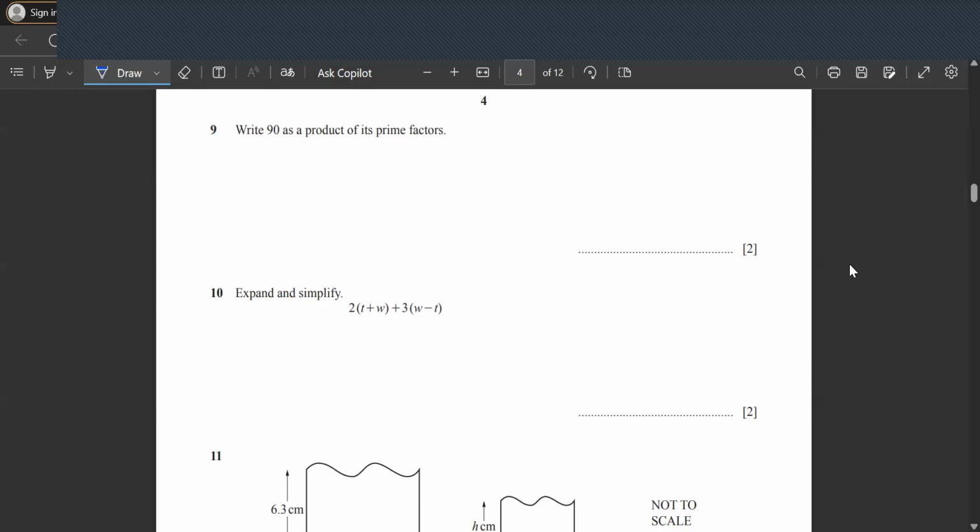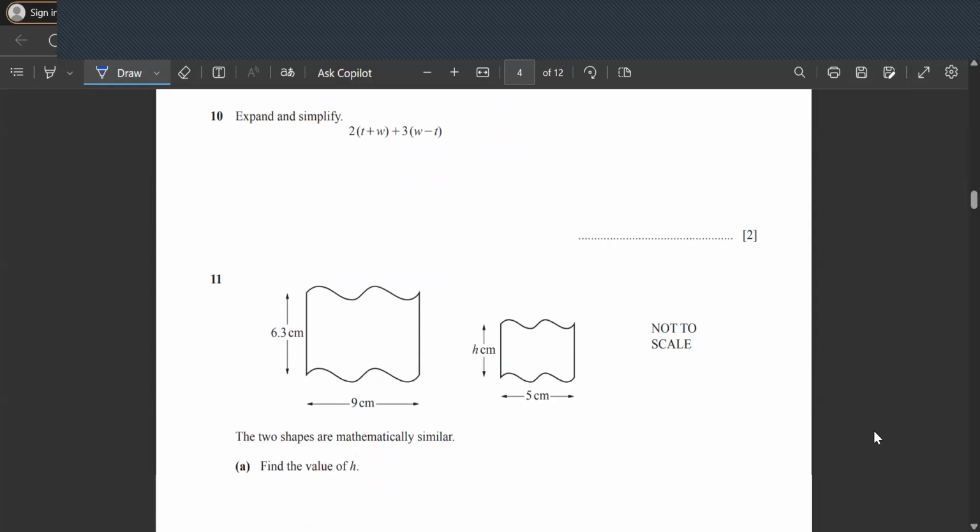How to get the prime factors? You can use the line method or the tree method. Both of them correct. Like the line method, divide by 2, 45, divide by 3, 15, divide by 3, 5, divide by 5, 1. So it will be what? 2 multiply 3 power 2 multiply 5. Okay? Expand and simplify. This is easy.